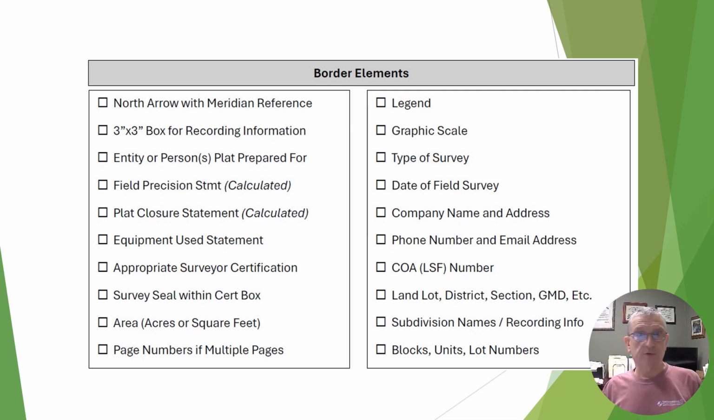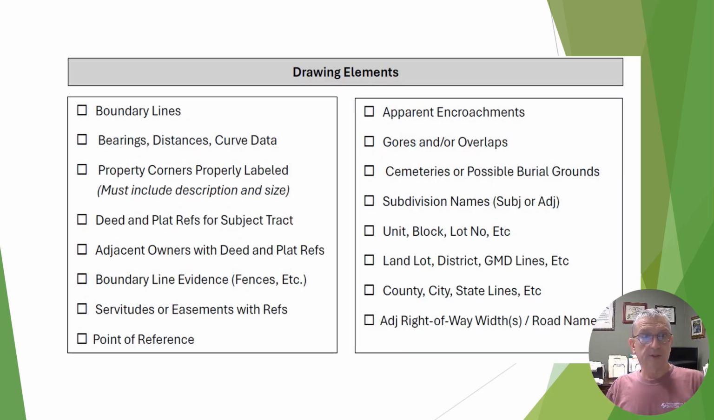There's two parts. There's border elements and drawing elements. The border elements list the things that you've got to put on the border. They don't necessarily have to be in the border, but these are the things that have to be on every plat, period. The north arrow, the 3x3 box, who it was prepared for, the calculated field precision, etc. Drawing elements, these are the things that have to be in the guts of the plat: the adjacent owners, the deed reference for the subject plats, property corners, description and type, a point of reference, any easements, boundary line evidence, etc. So that's what breaks this up.